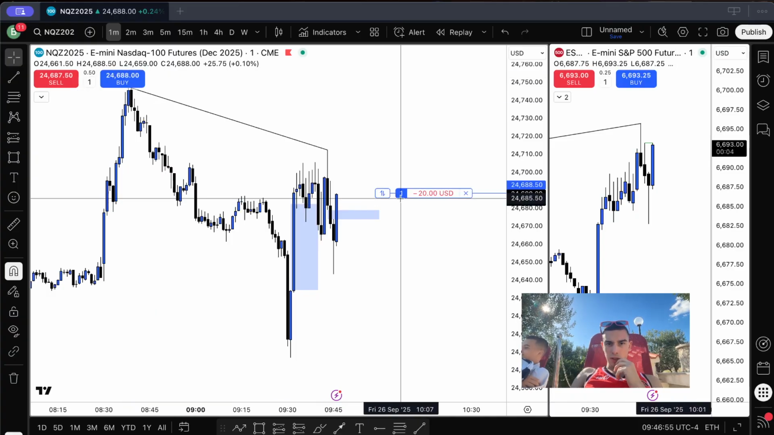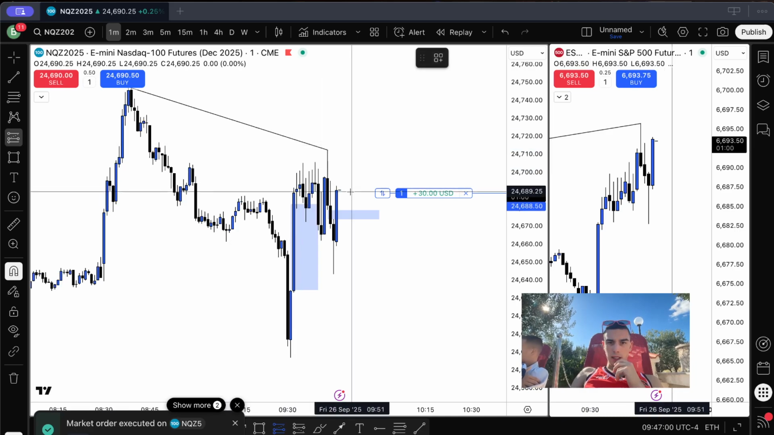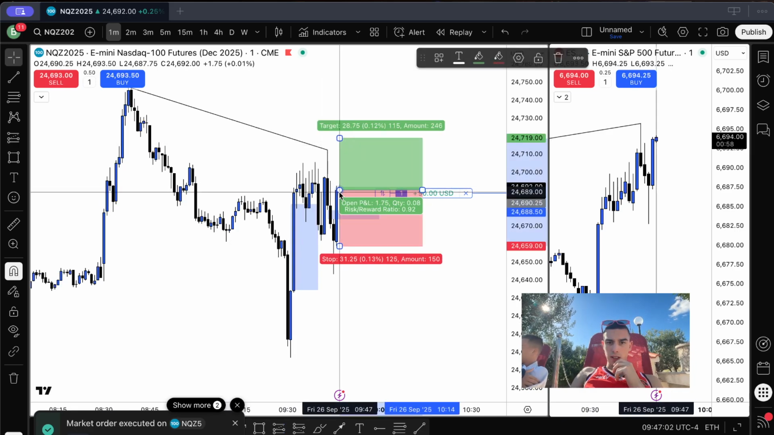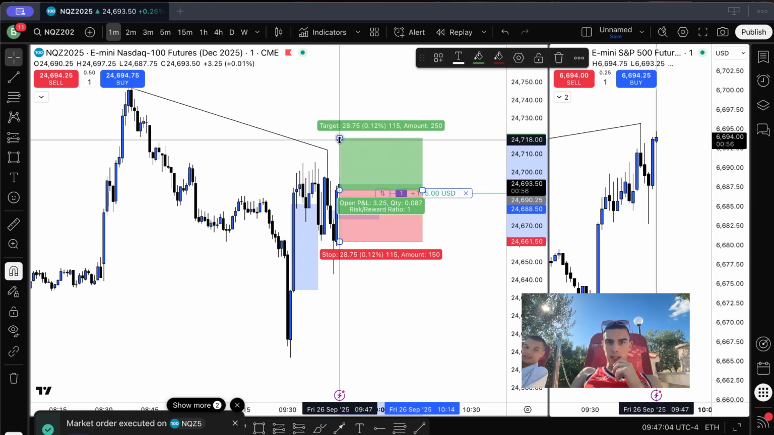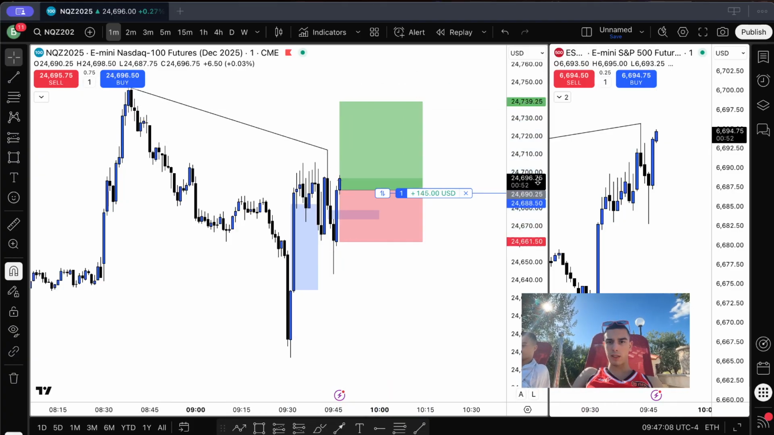Yeah, I'm gonna buy one contract here. Okay, I'm gonna try something like this. Stop loss is gonna be here, and I'm gonna target... This is gonna be break even, and I'm gonna probably target something like this, 1.7.